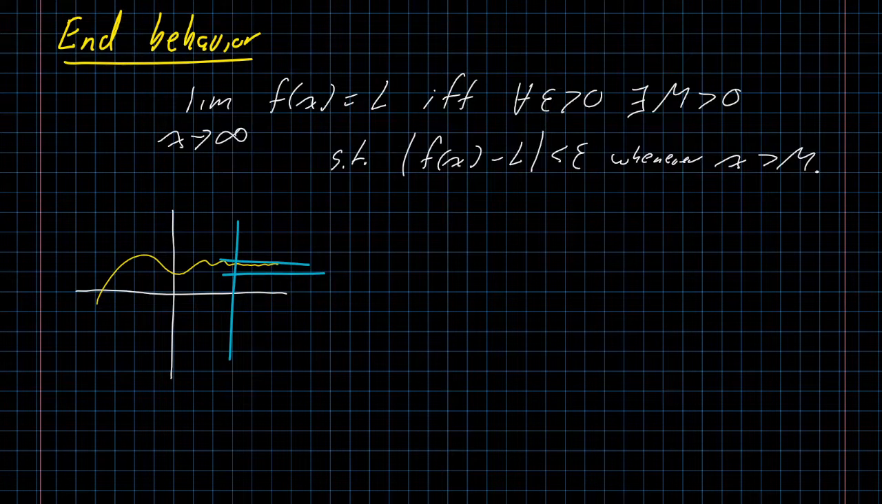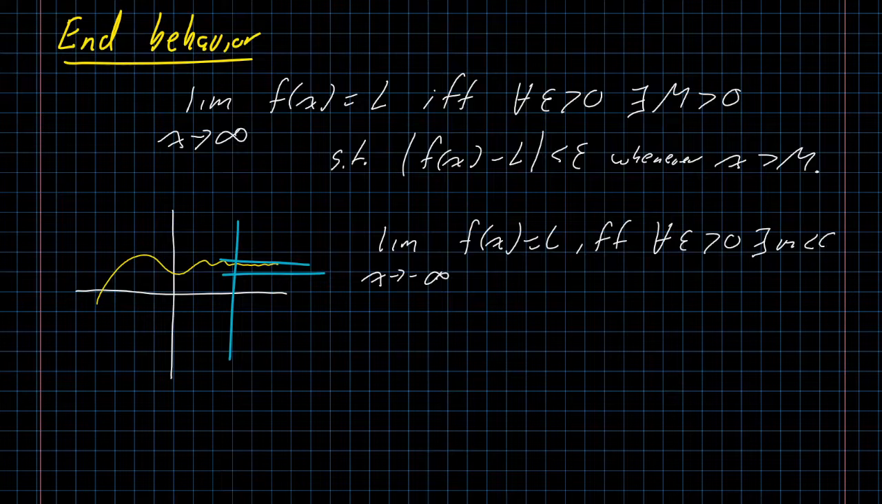And just like we had with limits of infinity, we can also look at the limit as x approaches negative infinity of f of x is equal to L, if and only if, for all epsilon greater than 0, there exists a little m less than 0, such that the absolute value of f of x minus L is less than epsilon whenever x is less than little m.